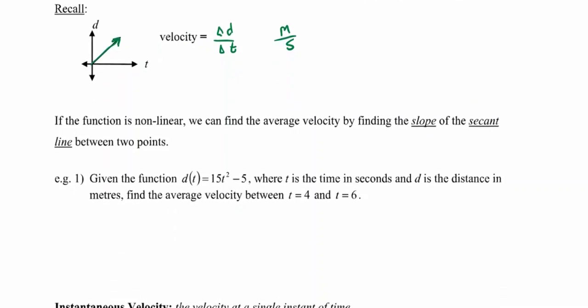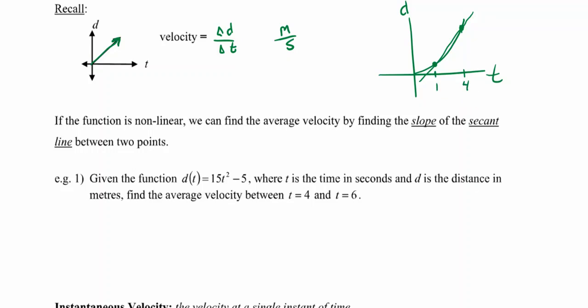So if a function is nonlinear, dealing with distance and time in a situation maybe like this, then we can find the average velocity by finding the slope of the secant line between 2 points. If you remember what a secant line was, it's if you took any 2 points on this graph and connected them with a straight line. The slope of that secant line would be the average velocity between, let's say, time 1 second and a time of like 4 seconds. Then we can find the average velocity in that time frame.